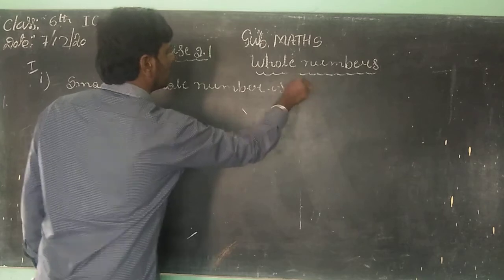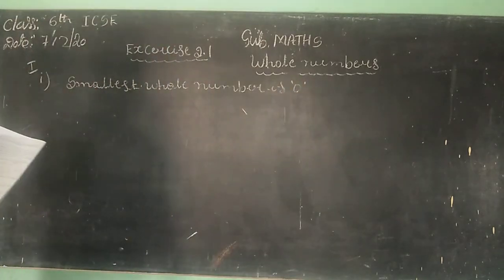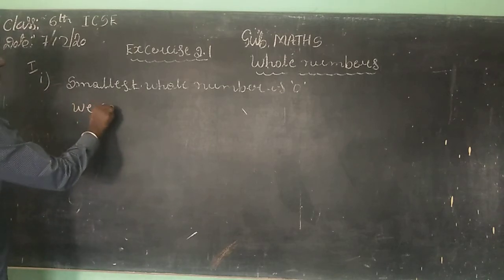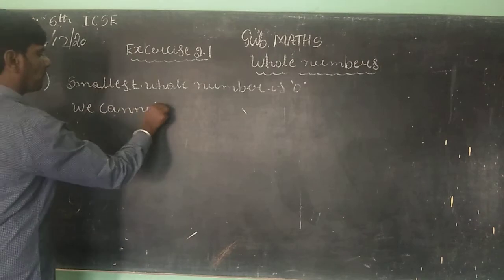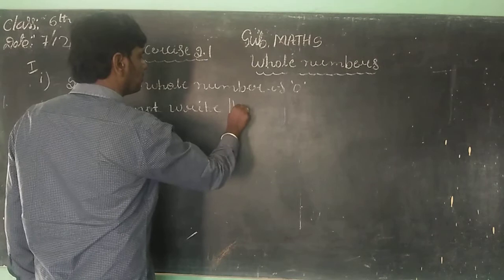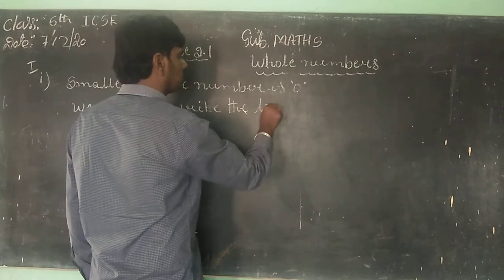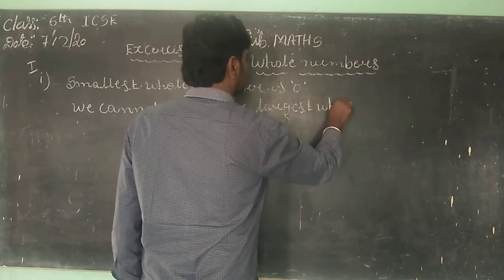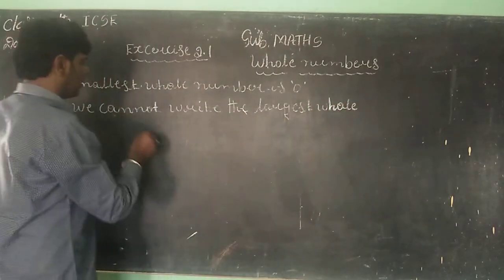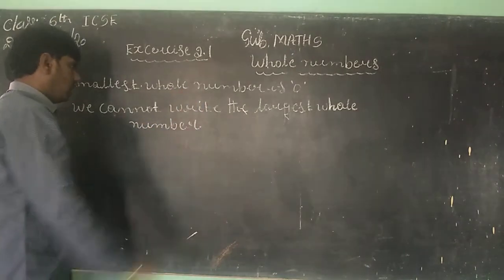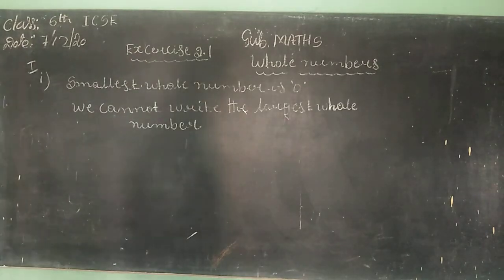Smallest whole number is 0. And children, we cannot write the largest whole number because there are some. Smallest whole number is 0, children, and we cannot write the largest whole number because we cannot represent it.